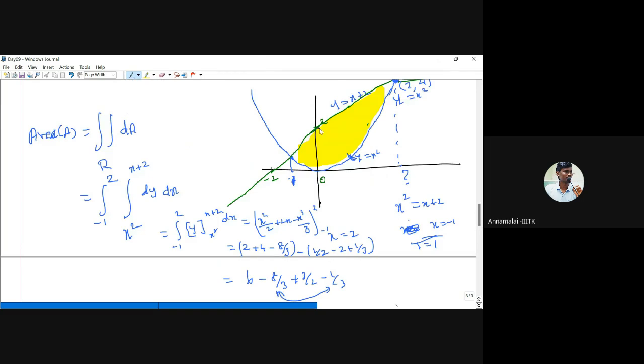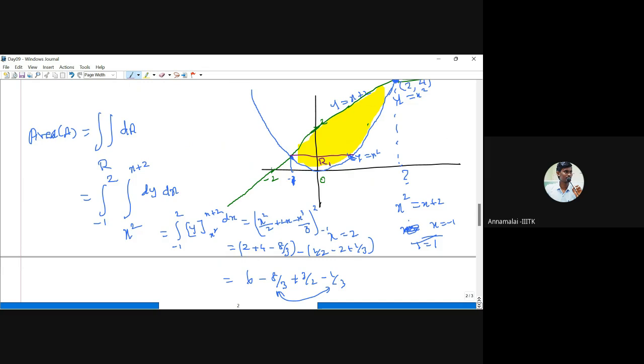Maybe we can split this into one region R1 and another region R2. We can find the integration, because this is a point somewhere we can choose. This point is minus 1 comma 1. You can take this region, a small region.